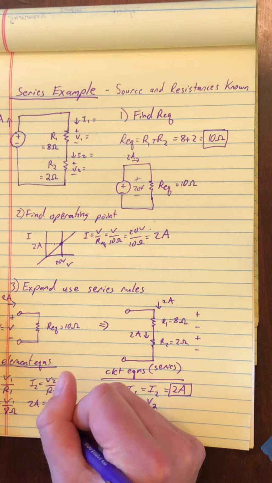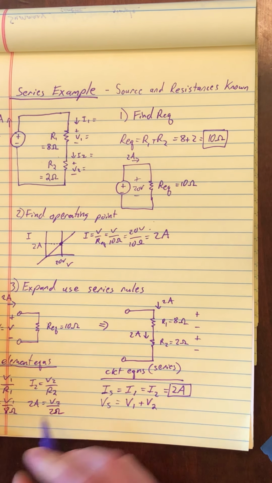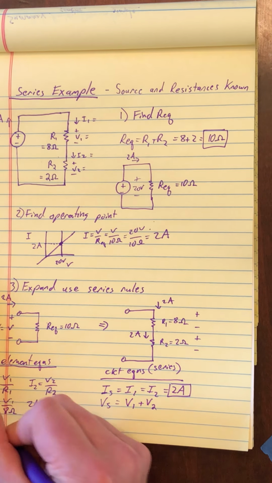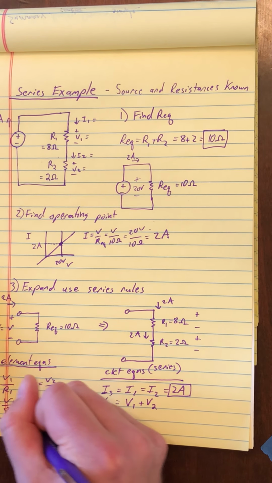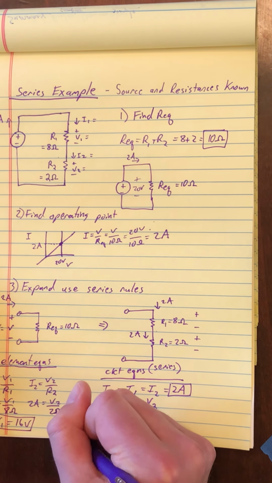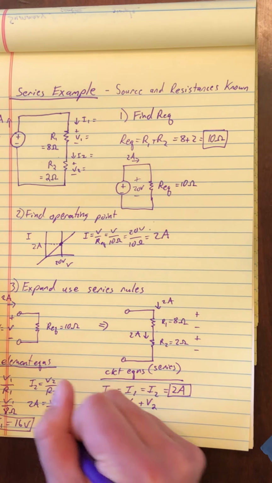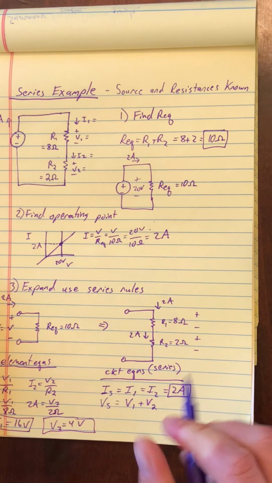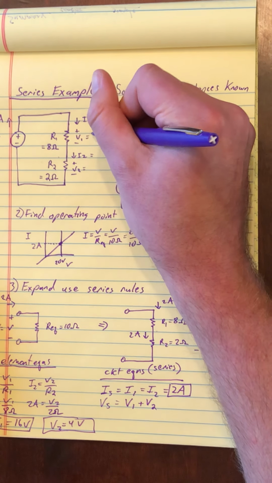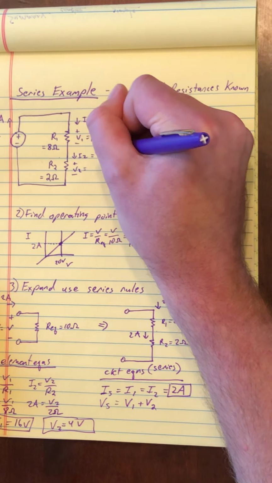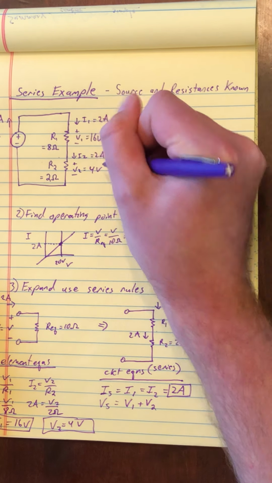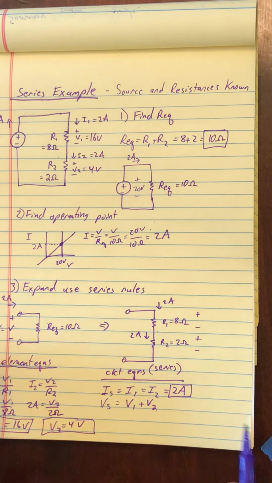V2 over R2, which is 2 ohms, and then multiplying these, I can find V1 is 16 volts, and then V2 is 4 volts, multiplying those across. And so I can now plug these back into my original circuit. We said this was 2 amps, this was 2 amps, that's 16 volts, and that's 4 volts, and I found everything else about my circuit.